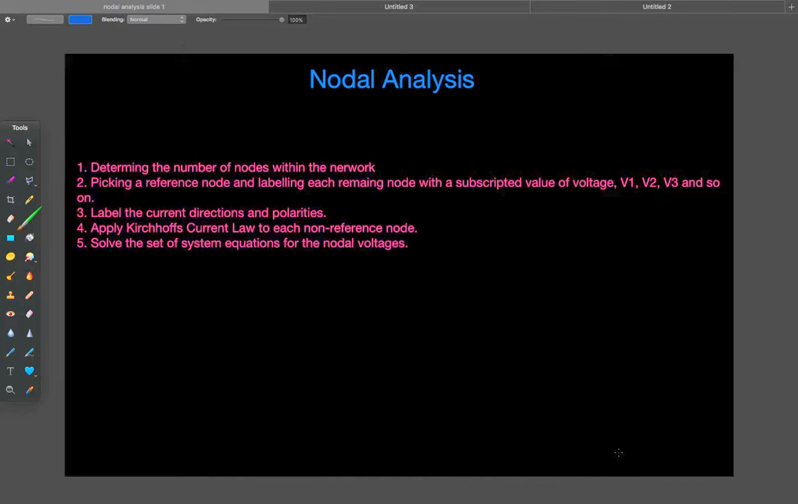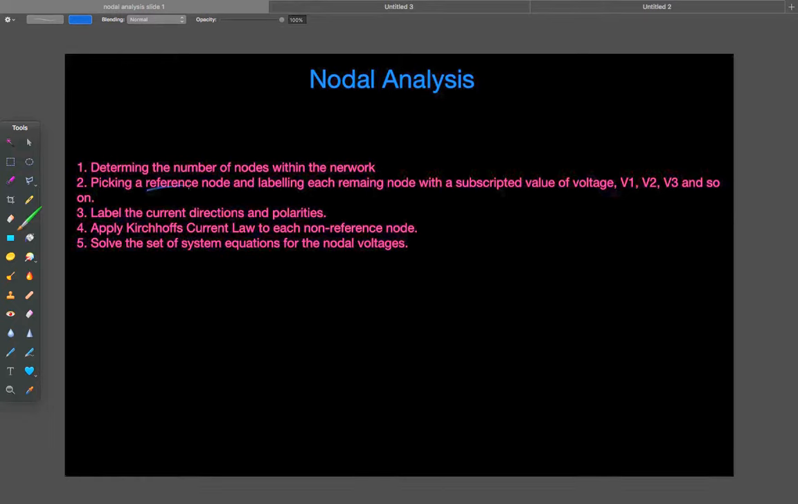Hi everyone, today we're going to take a look at nodal analysis. It is a method that allows us to analyze circuits using node voltages as a variable. It's based on Kirchhoff's current law, and there are some steps that we need to have a look at before getting into a question. Step number one is determining the number of nodes within a network.